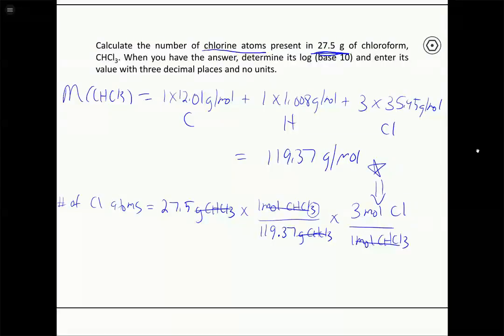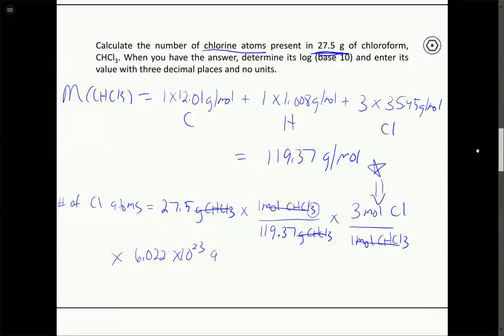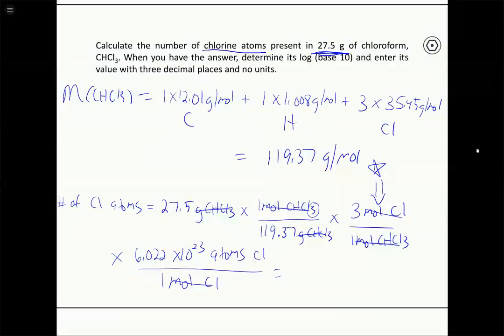Alright, so you have to remember that when we convert into moles, we're talking about moles of CHCl3 molecules, but if we want moles of chlorine atoms, you have to account for the fact that there are 3 moles of chlorine per mole of CHCl3. And then finally, to get into number of chlorine atoms, we have to use Avogadro's number. So 6.022 times 10 to the 23rd atoms of chlorine for every 1 mole. And that cancels out moles of chlorine and then gives us an answer of, let's see what we get.